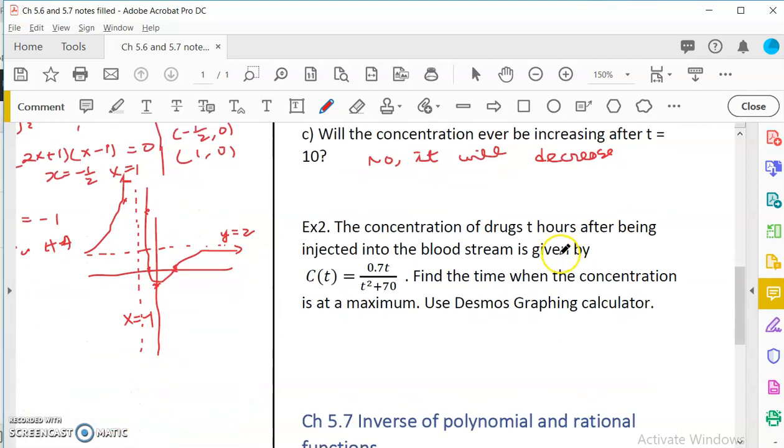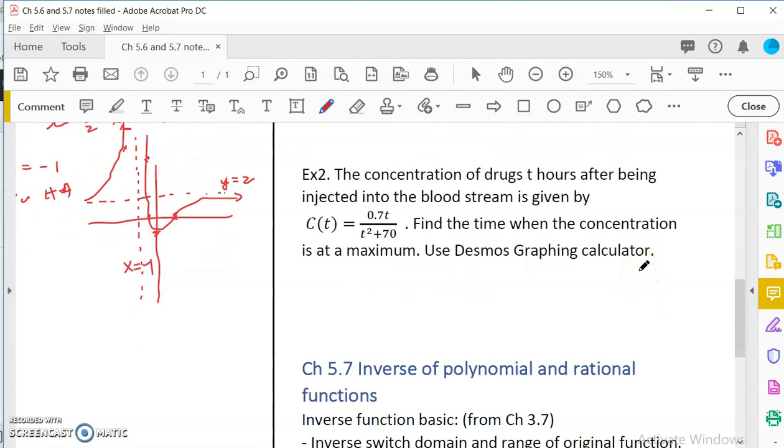The second example is another concentration. The concentration of a drug t hours after being injected into the bloodstream is 0.7t over t squared plus 70. In this case, t hours after being injected, so t is greater than 0. You can model this. Find the time when the concentration is at a maximum.